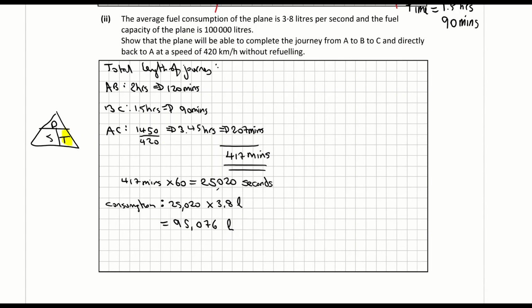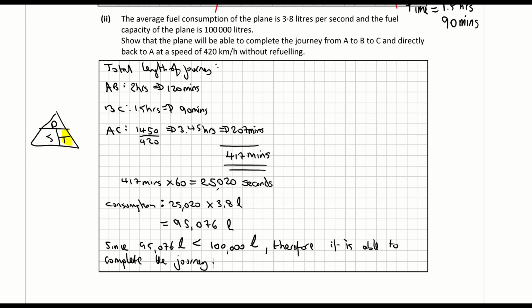Well, it is, because 95,076 litres is less than the 100,000 litres that the airplane can hold, therefore it is able to complete the journey. Just make sure we state our conclusion in this question. They want you to show it, but you must state your logic there. Because the 95,000 litres is less than the 100,000 litres on the airplane, it can complete the journey.